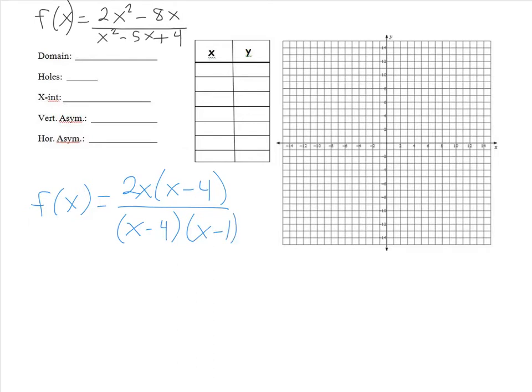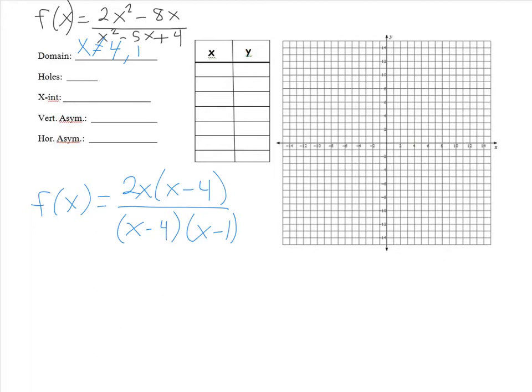That's the first thing. Domain. What is x not allowed to equal? I don't want my denominator to be 0, so x cannot equal 4 or 1. So x cannot equal 4, x cannot equal 1.